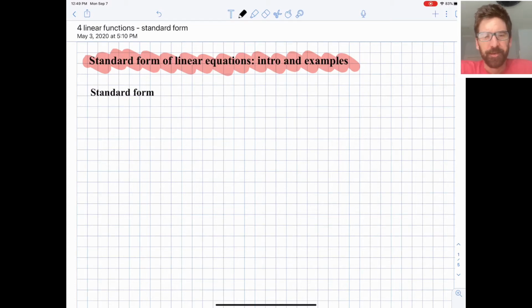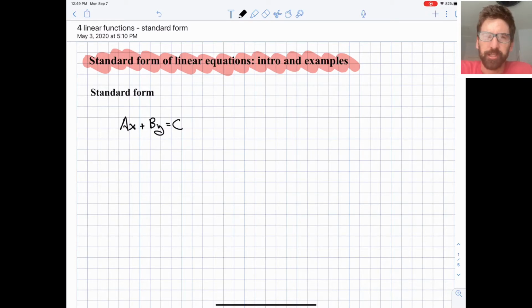All right, this is a video on standard form of linear equations, and we'll start with an introduction and do a few solved examples. So here's what standard form is. Ax plus By equals C. And A, B, and C are the coefficients in our equation, and curiously, A, B, and C are often represented as capital letters, but they don't have to be. They could be lowercase letters as well.